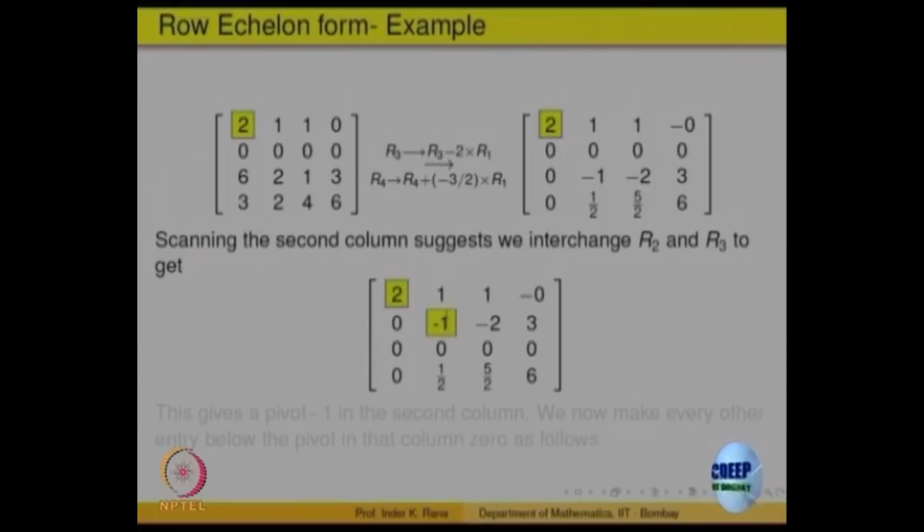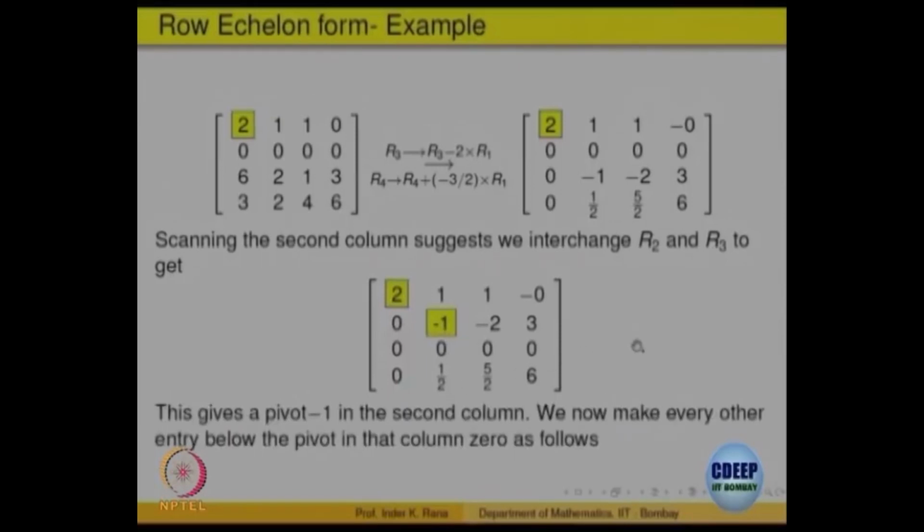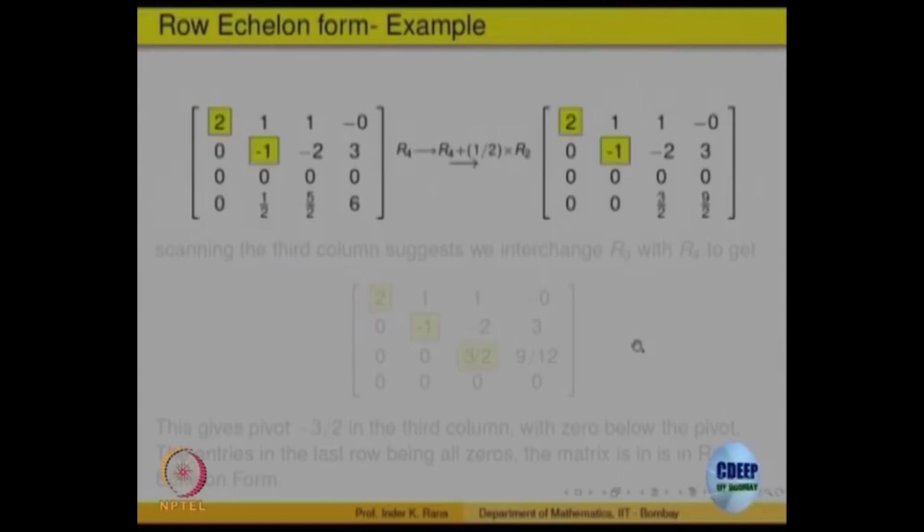And now once again the operation should be to make everything below the pivot equal to 0 by row operations. So, this is already 0. Multiply this by 1 by 2 and add, so make that 0. Once you do that, below the pivot minus 1, everything becomes 0. And now go on doing this.